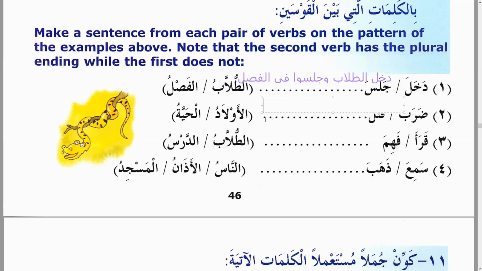Next one, darabal awladu. Darabal awladu, the boys hit. Wa qatalu, and they killed. I use the singular and then the plural form. Wa qatalul hayyata, the snake. Qatalul hayyata, the snake.